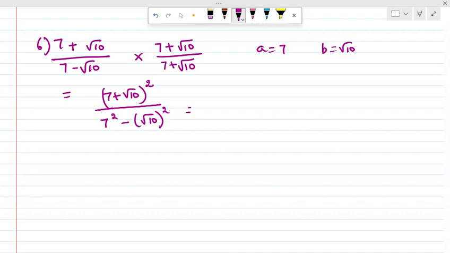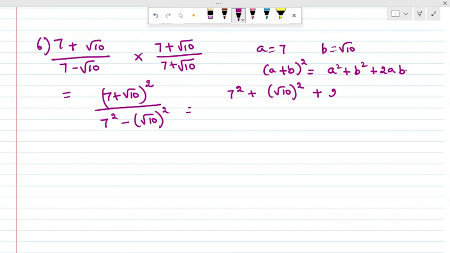Now up we have 7 plus root 10 the whole square. It looks like a plus b the whole square. A plus b the whole square is a square plus b square plus 2ab. So now the same with that thing we have to expand this 7 plus root 10 the whole square. That is 7 square plus root 10 the whole square plus 2 into 7 into root 10. That is 2 into a into b, 2ab, divided by 7 square is 49 minus root 10 the whole square is 10. Root 10 into root 10.